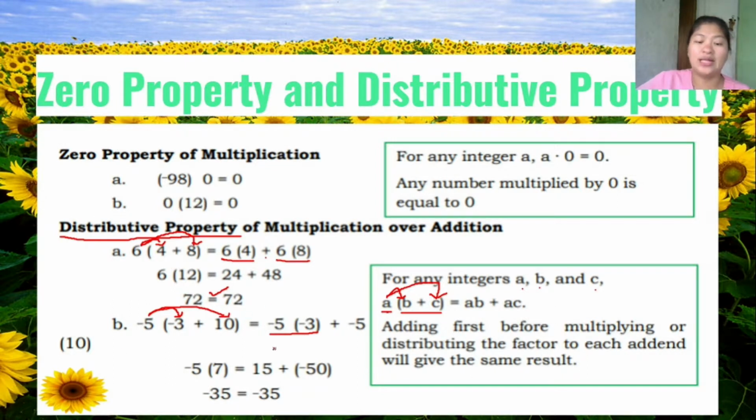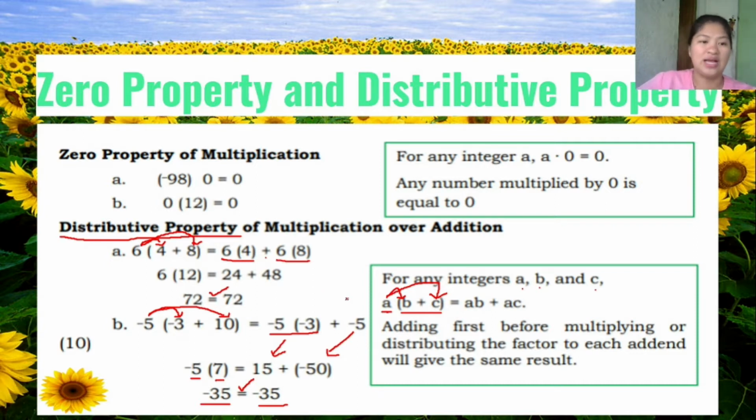Okay, at kapag po atin siyang isinolve, negative 5 times negative 3 is positive 15. Negative 5 times 10 is negative 50. And if we add 15 and negative 50, the answer is negative 35. So, dito naman po tayo sa left side. Negative 3 plus 10 is 7. And then, kinopya lang po yung negative 5. And if we multiply negative 5 and 7, that is also equal to negative 35. So, parehas lang po sila ng answer. And that is the distributive property of multiplication over addition.